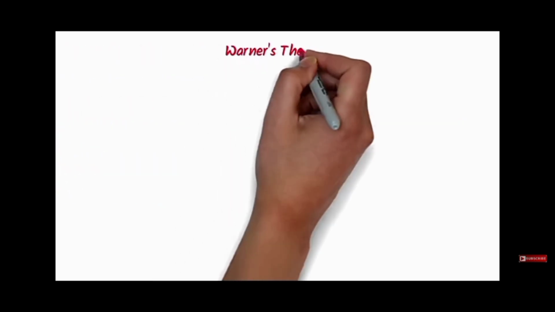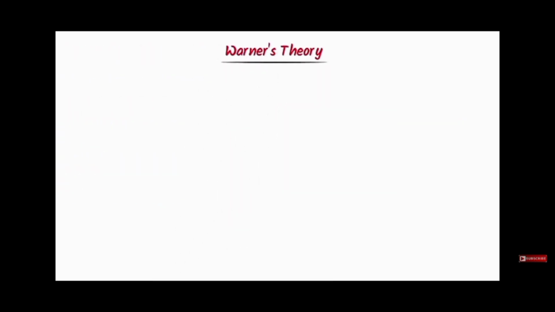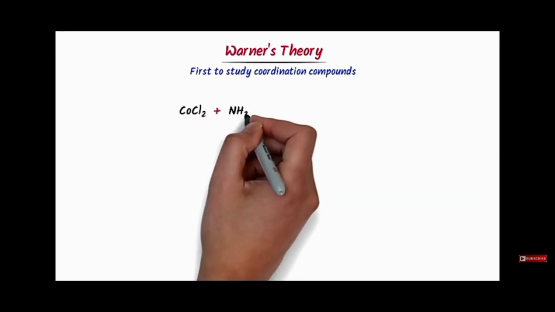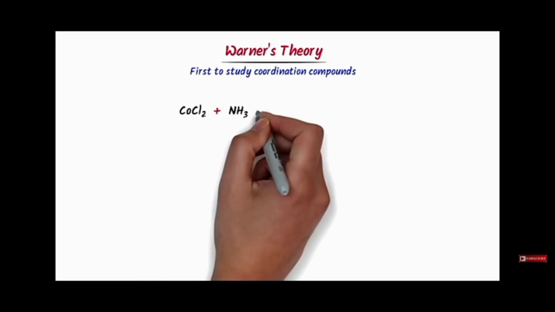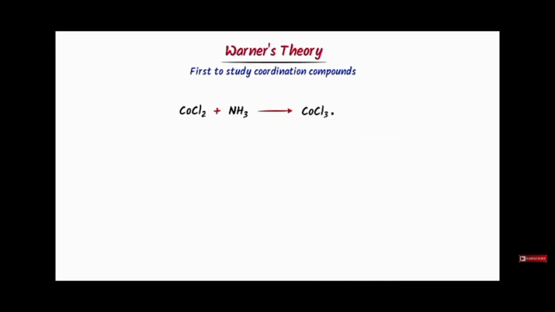Now let me teach you Werner's theory. Well, Werner is the first scientist who successfully studied coordination compounds. He took cobalt chloride and reacted it with NH3. After the reaction, he got CoCl3.6NH3. Secondly, he added silver nitrate to CoCl3.6NH3. After the reaction, he got 3 moles of AgCl, silver chloride, in the form of a white precipitate.